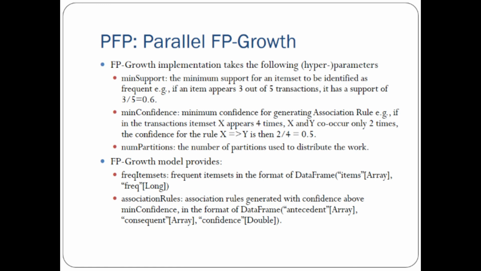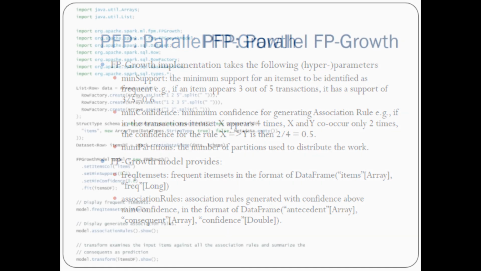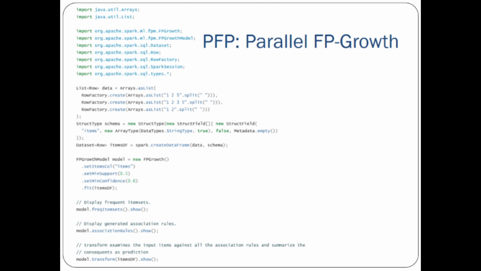How do you generate them? In the form of confidence. You have a data frame format which has antecedent, then comma, consequent, and then the confidence value, which is a double. So you have the data frame output like this: antecedent, meaning x, then comma, drives y as the consequent array of the item sets, and then you have the confidence of that. So this was the simple example of parallel FP growth.